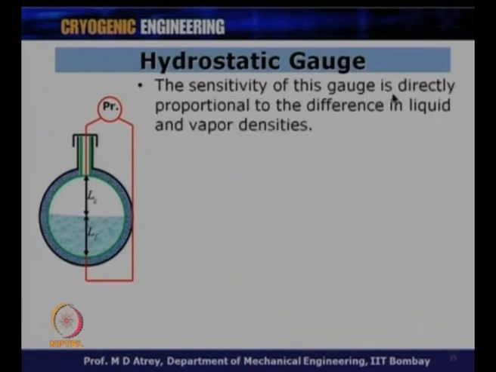The sensitivity of the gauge is directly proportional to the difference in the liquid and vapor density, which we just saw is rho F minus rho G. If we could neglect that, then this is possible. If we can't neglect this, then it is not possible.